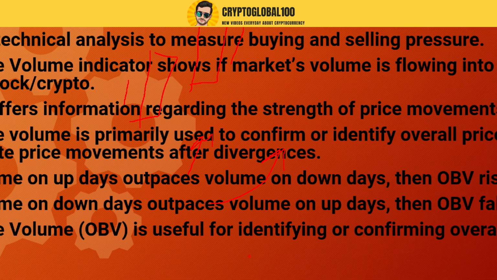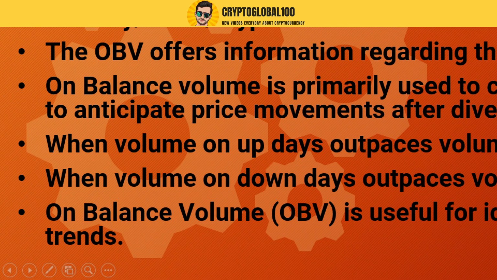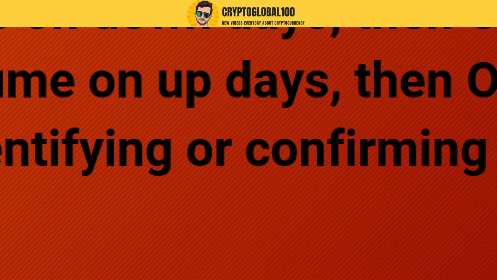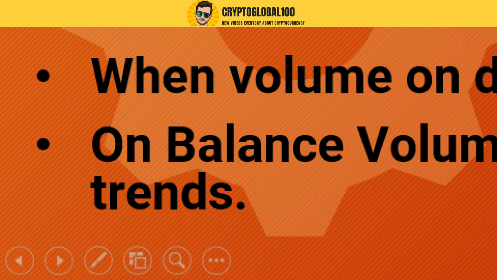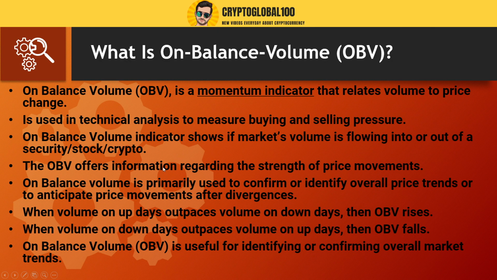But if you see OBV going down, then it would be a divergence. We're going to take a look at that. Last but not the least, the OBV is useful for identifying or confirming overall market trends. So this is what we have seen. Now let's take a look at the example.